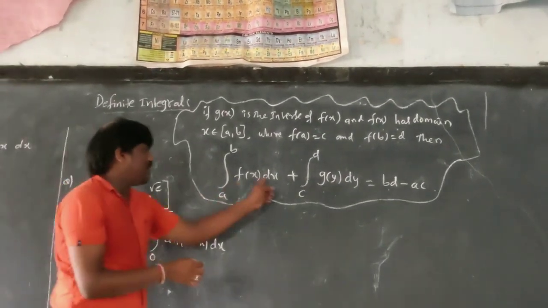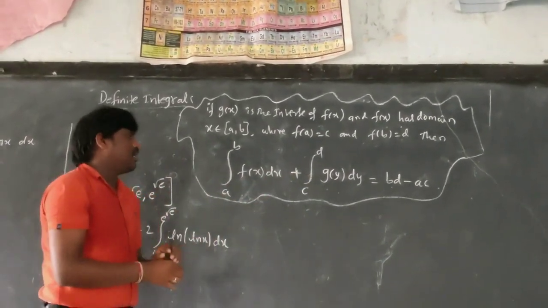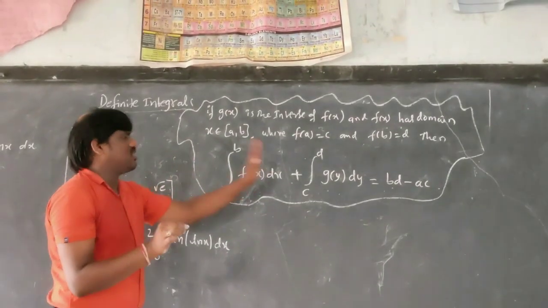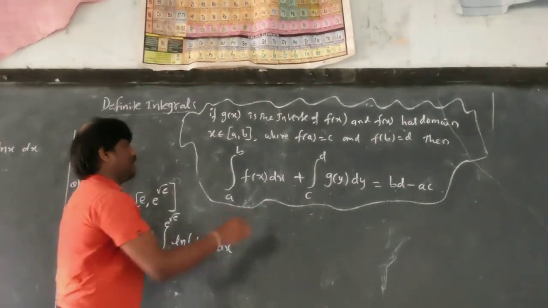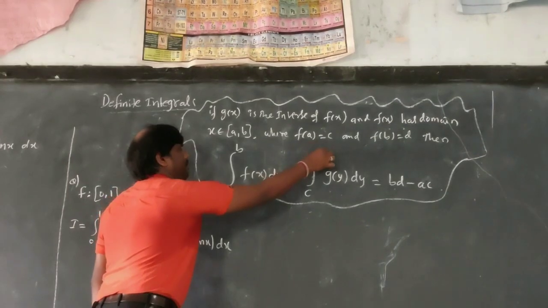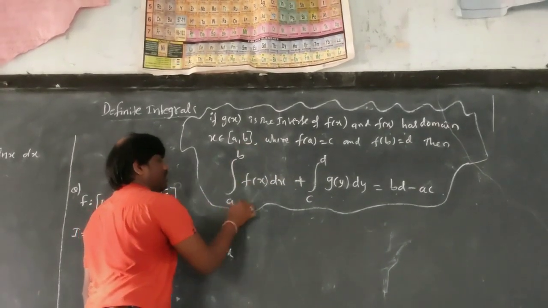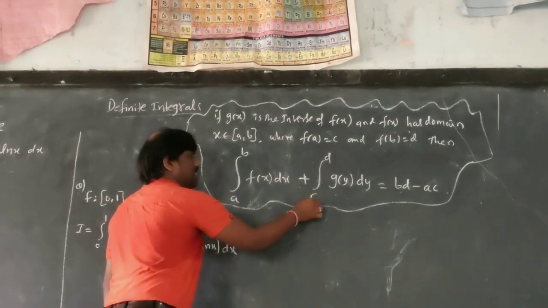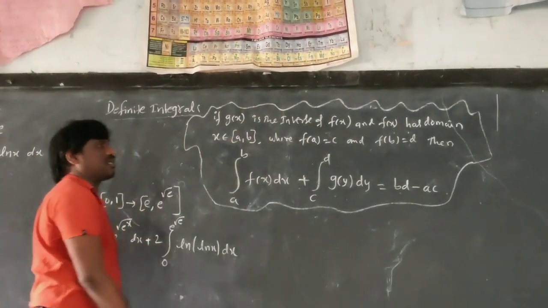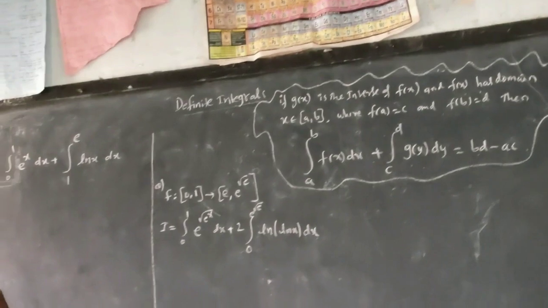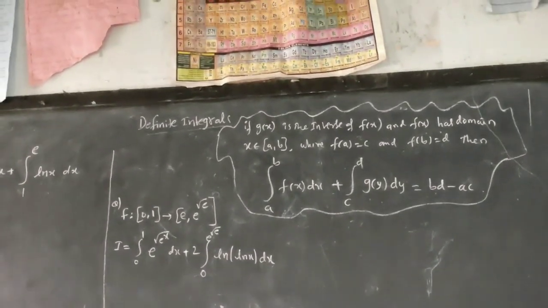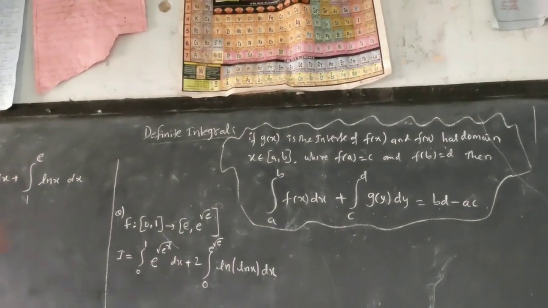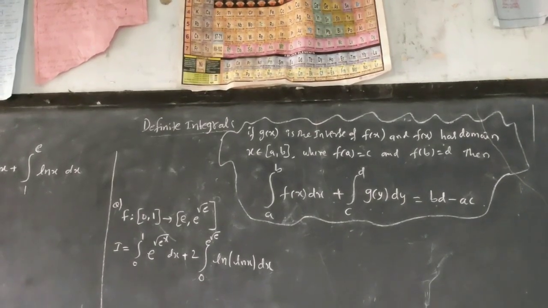If these two functions are inverse to each other, then there is no need to do the integration. The answer will be directly the product of the upper limits minus the product of the lower limits. BD minus AC will be the answer. This is the shortcut. So whenever you have two functions that are inverse to each other, we can use that easiest thing and simplify.